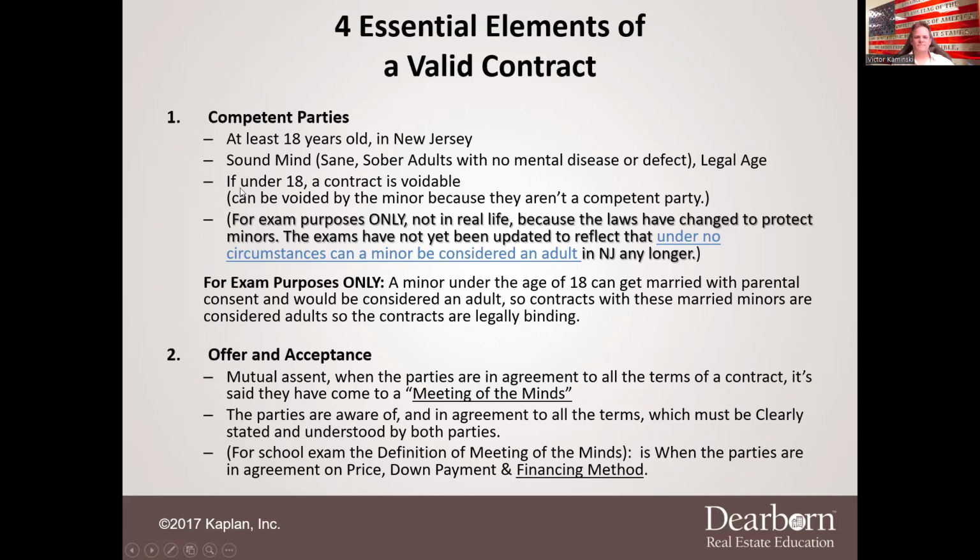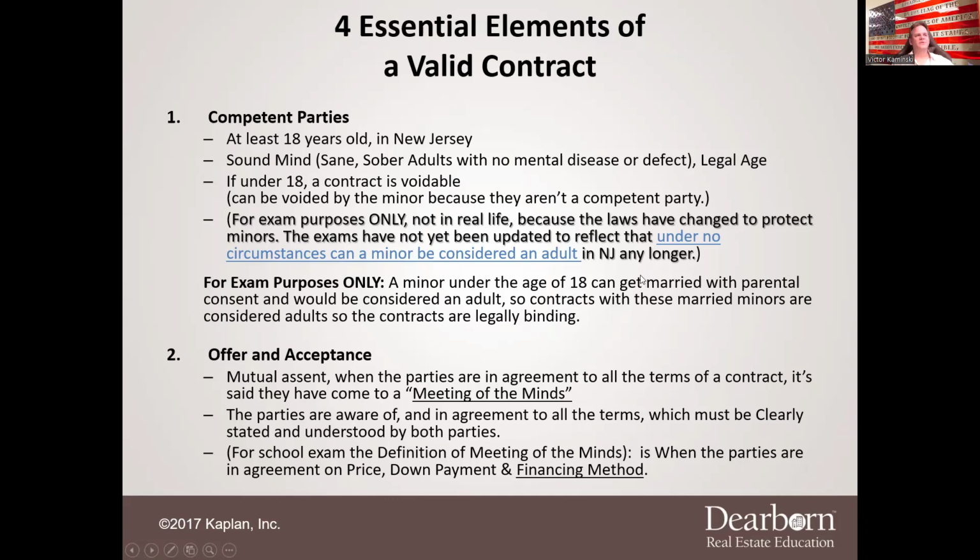All right. If you're under 18, a contract is voidable. You can enter into a contract with a minor, but it's not recommended because they're not a competent party, and the contract can be voided by the minor if they choose not to be in it anymore. That's the end of it. You cannot enforce a contract against someone who is not a competent party. However, they can enforce it against you because you are. So it's not very wise to enter into contracts with people who are not competent parties.